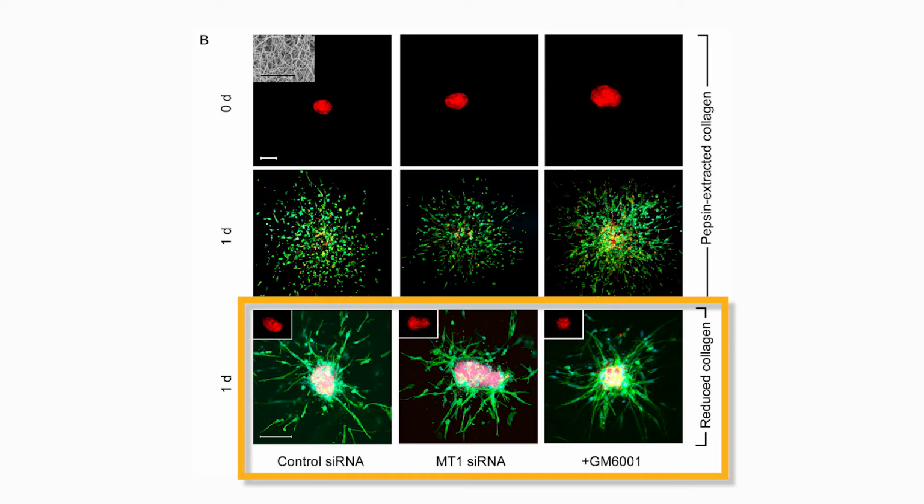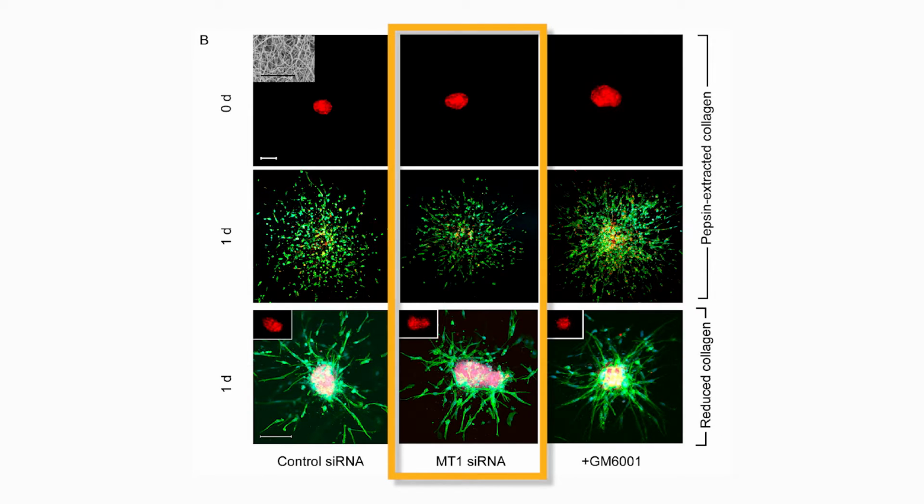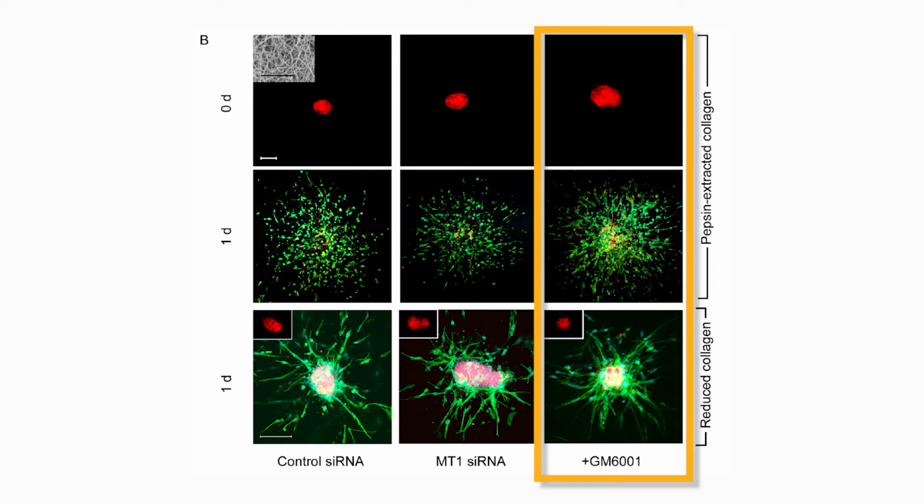So essentially, the collagen fibers themselves are still intact. It's just the cross-link between the collagen fibers that has been removed. And what they find is that when they inhibit MT1, which is the same exact thing that they did for figure 1, even though they're knocking down MT1, there's still cell migration. So there's still cancer cell migration. And even when they use a general inhibitor, again, you're still seeing cell migration.